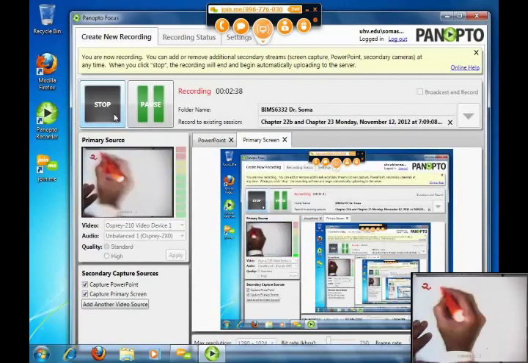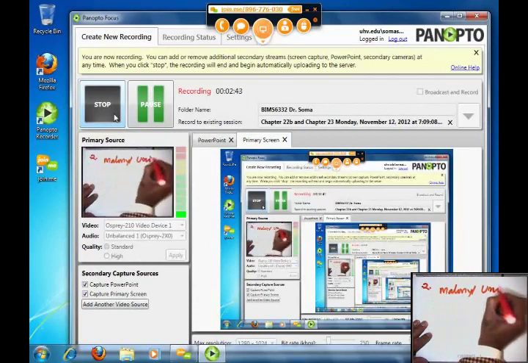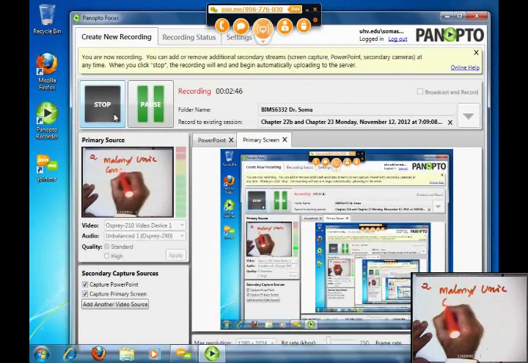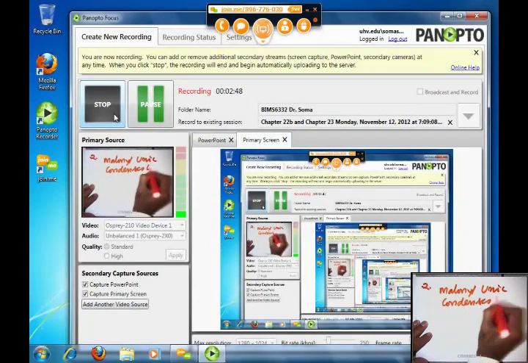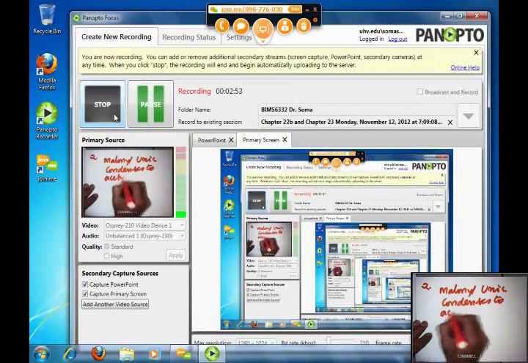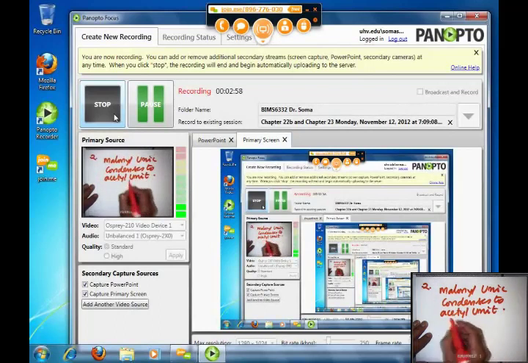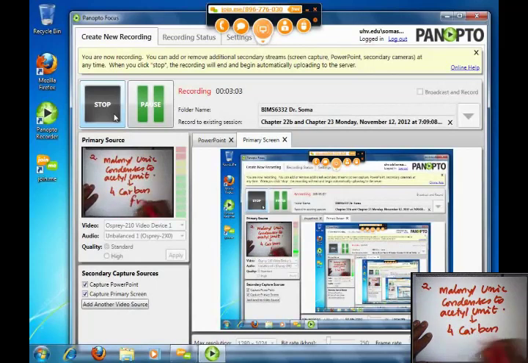Second step, malonyl unit or malonyl CoA condenses to acetyl unit. So 2 plus 2, you get a 4 carbon fragment. So now we are synthesizing from a 2 carbon unit to a 4 carbon unit. This is the second stage.